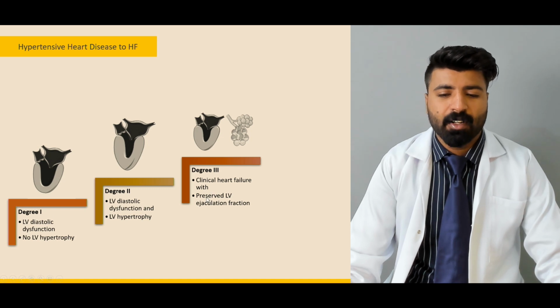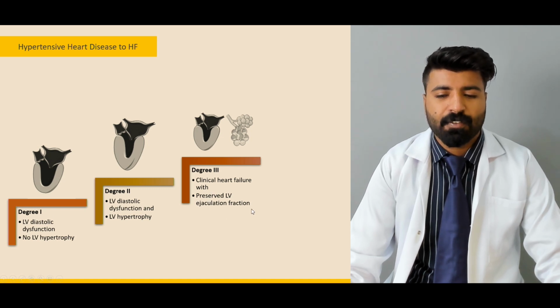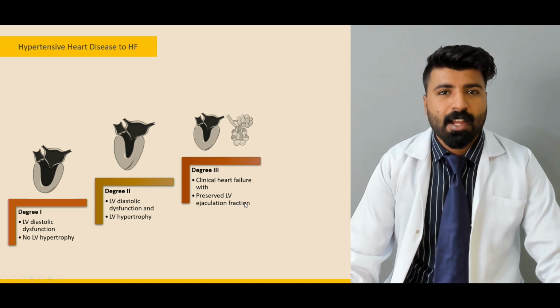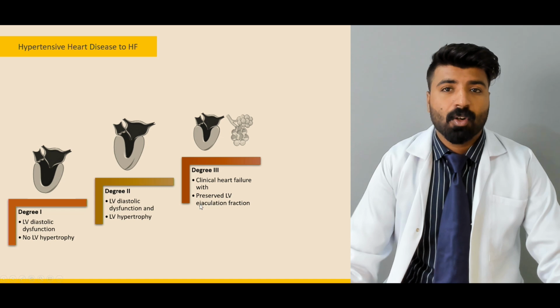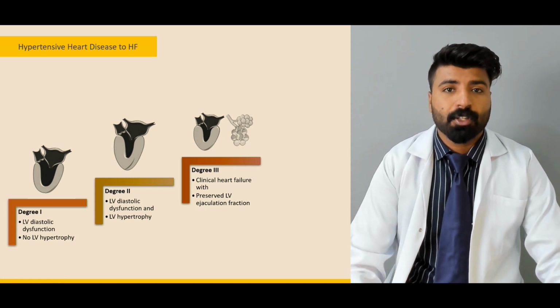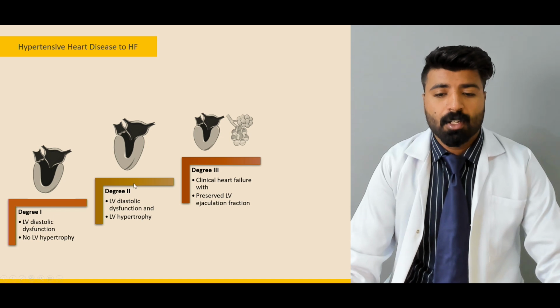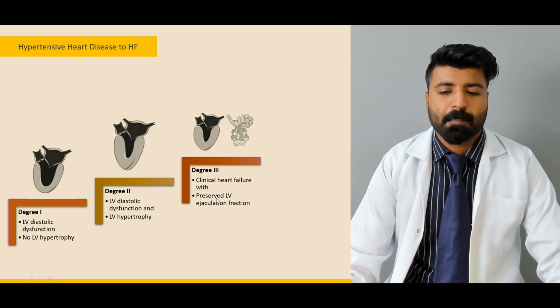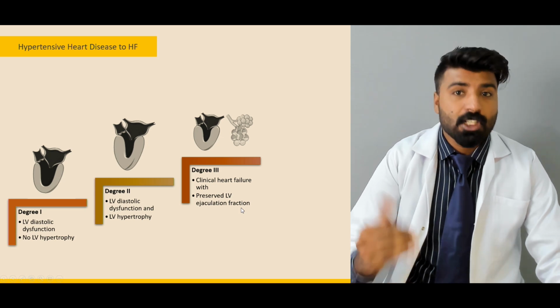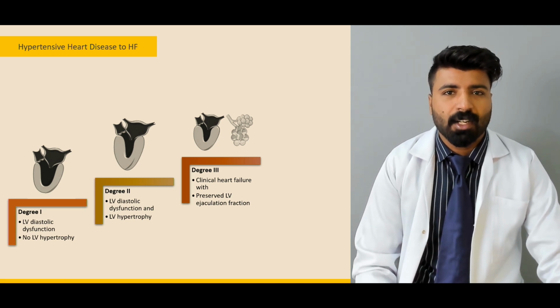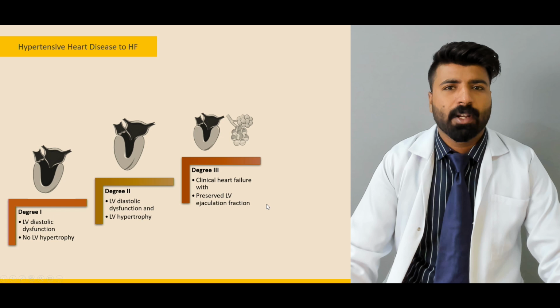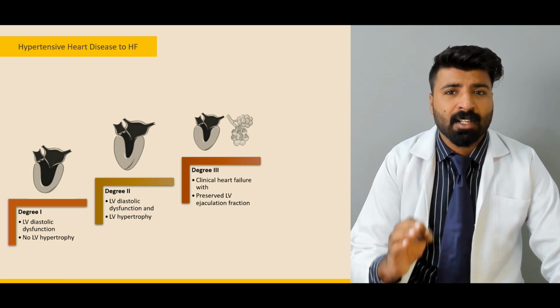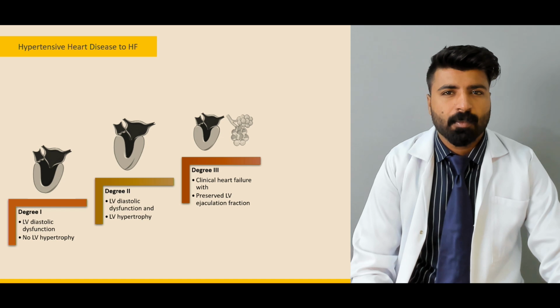So clinical heart failure with preserved LV ejection fraction. EF, it's called EF. Some people call it ejection fraction, some people call it ejaculation fraction. I hope that you understand this term. Go by EF, ejection fraction or ejaculation fraction, whatever suits you. So in this clinical heart failure with preserved LV ejection fraction, now the heart is failing because it has hypertrophied, it has dilated in size, now it's failing, but it's clinical heart failure. We're getting clinical symptoms. Patient is having clinical heart failure, not physiological heart failure.